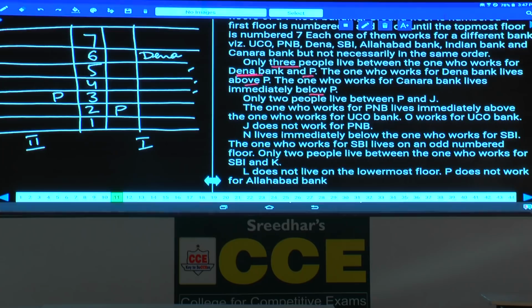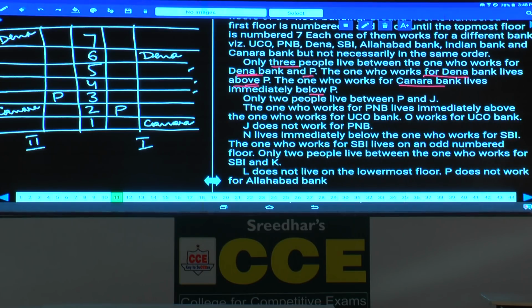Then in case 2, as P is here, the person who is working in Dena Bank, with 3 persons between these two, must be on the top floor. Isn't it? Hence how many possibilities do we have? We have only 2 possibilities. Then the one who works for Dena Bank lives above P. The one who works for Canara Bank lives immediately below P. Hence in case 1, Canara Bank must be on floor number 1, and in case 2, the person working in Canara Bank must be on floor number 2.